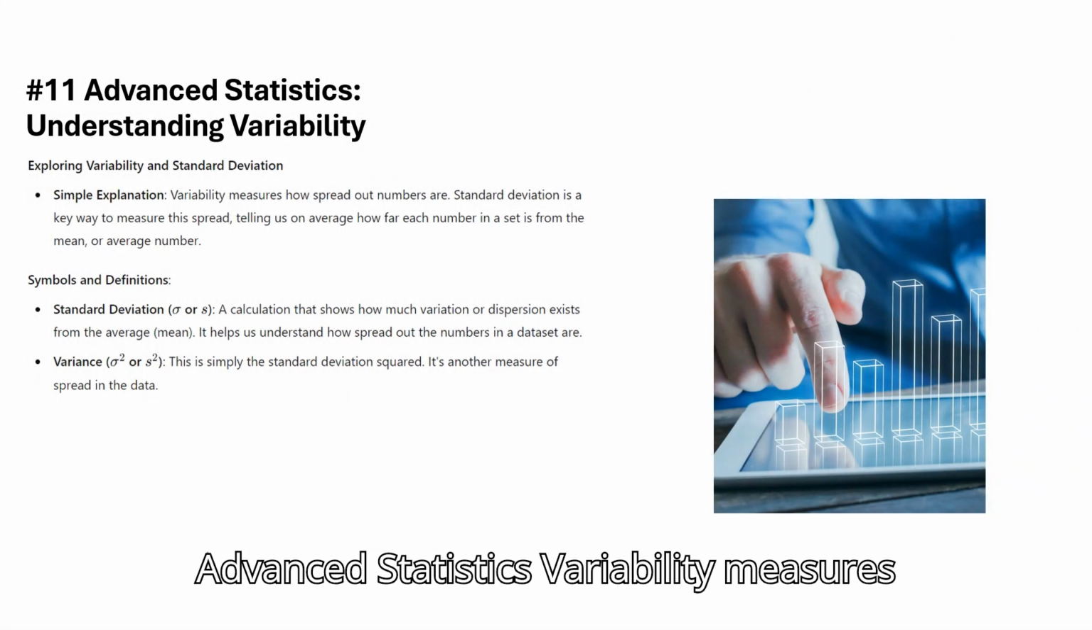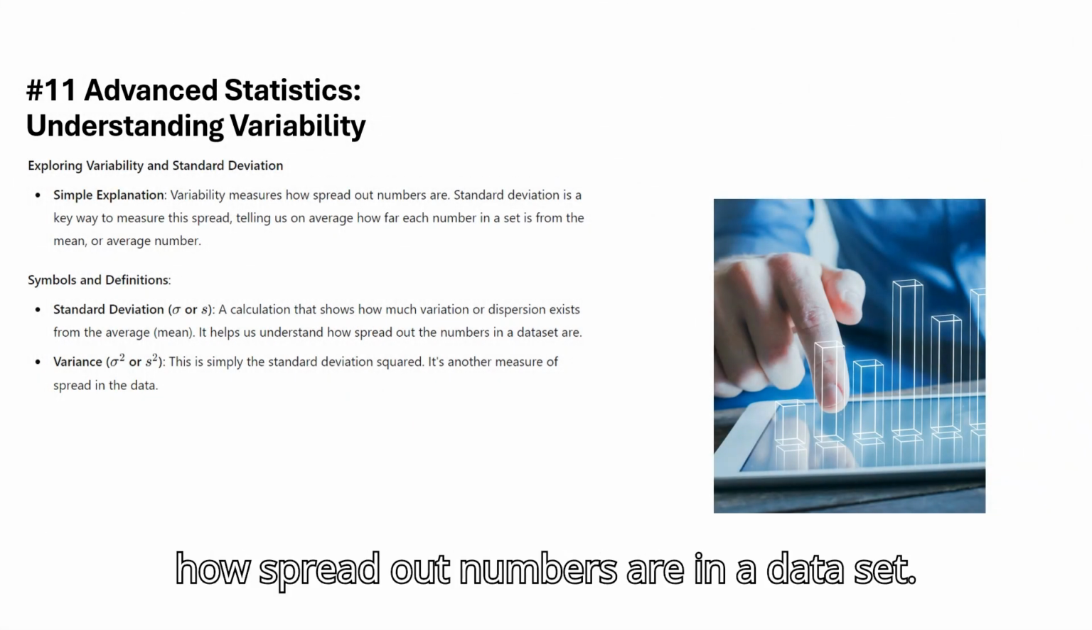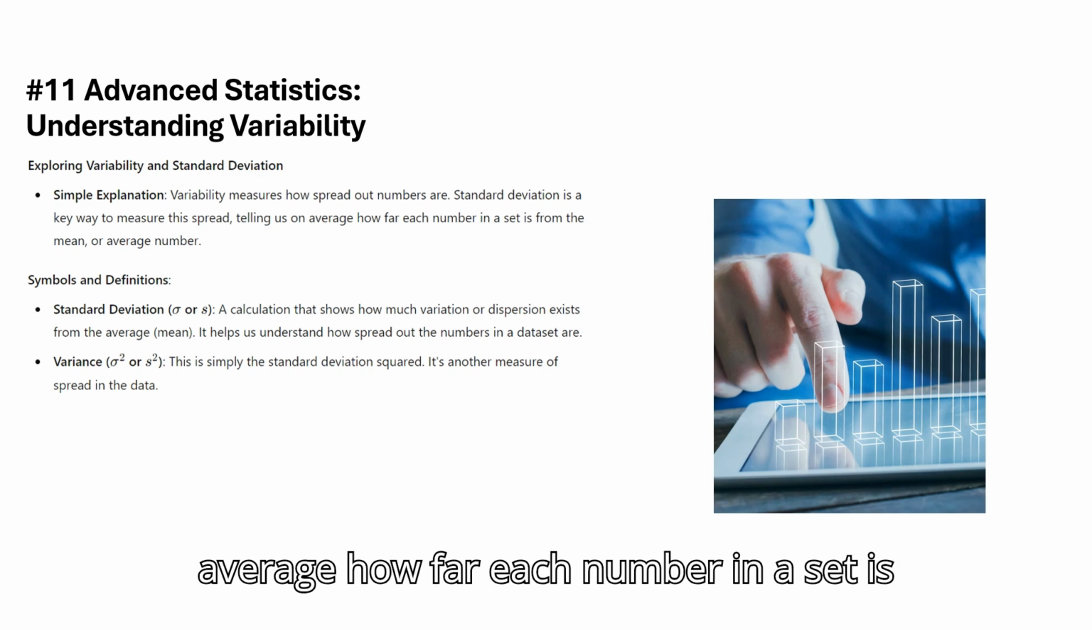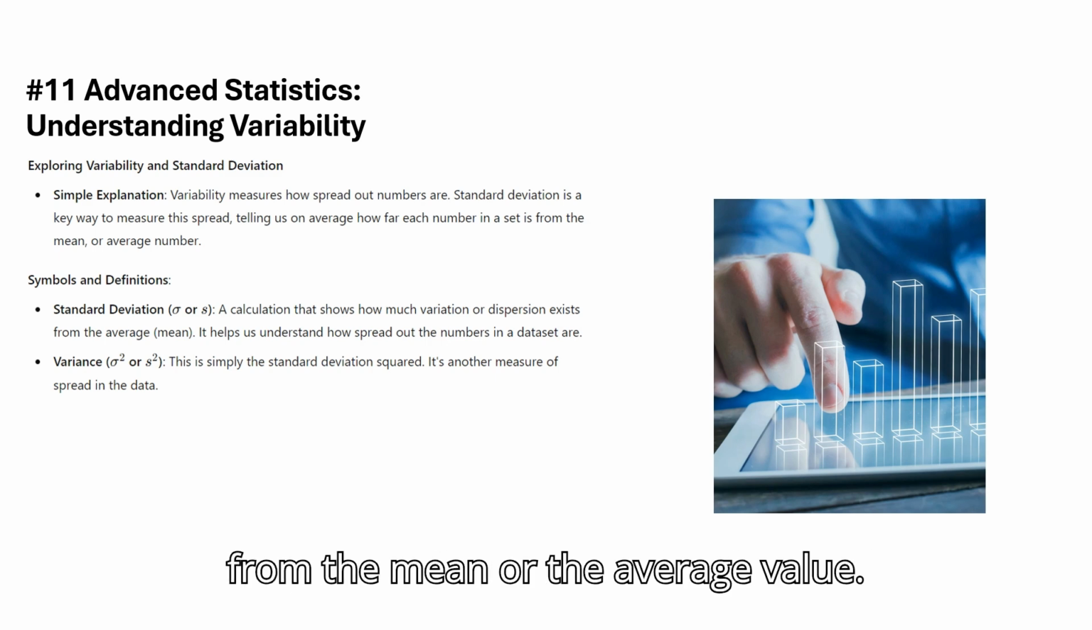Advanced statistics. Variability measures how spread out numbers are in a dataset. Standard deviation is a key way to measure the spread. It tells us, on average, how far each number in a set is from the mean, or the average value.